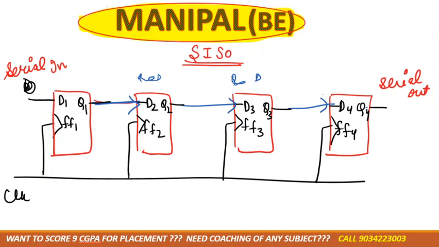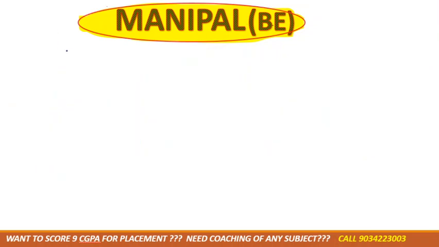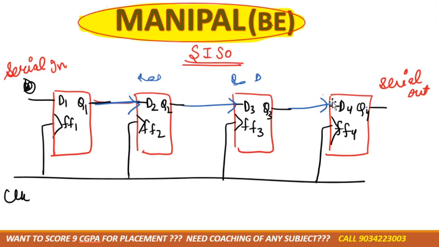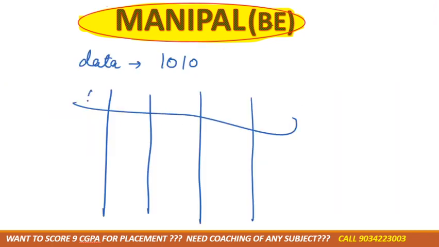Now based on this we need to make the truth table. Suppose we want to enter the data 1010. Okay, so if we enter the data 1010, how many outputs will we have? Q1, Q2, Q3, Q4, right? We'll have 4 outputs, Q1, Q2, Q3, Q4. So here it would be the clock pulse.